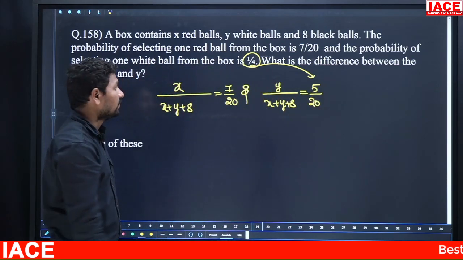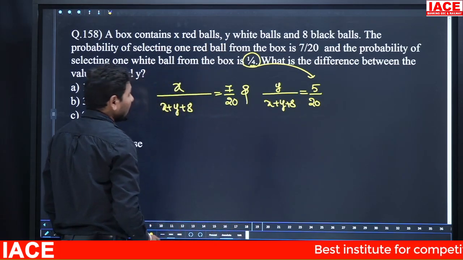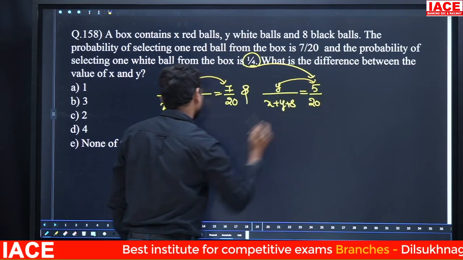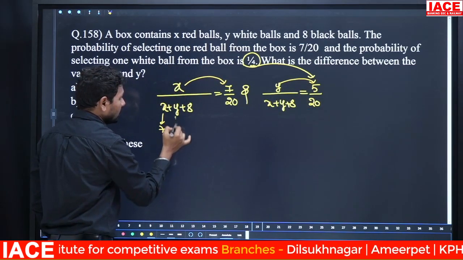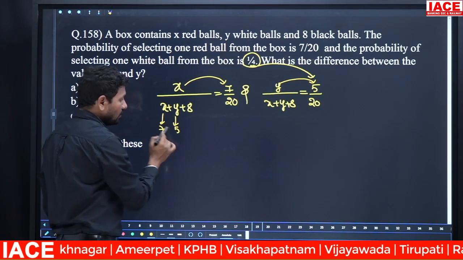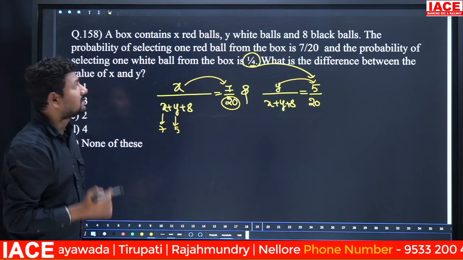Then here the denominators are the same. From this you can take the reference values: X is equal to 7 and Y is equal to 5. 7 plus 5 is equal to 12, and 12 plus 8 is equal to the total 20. That means you have the red balls and white balls.